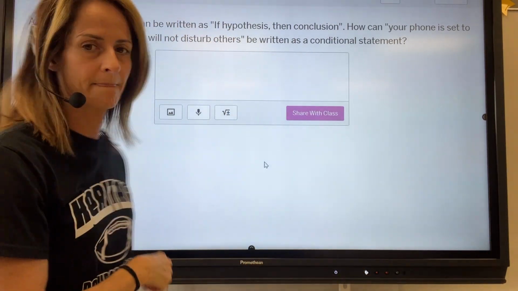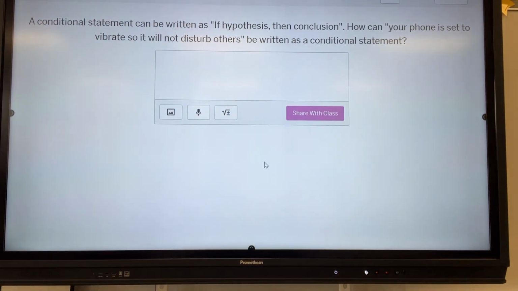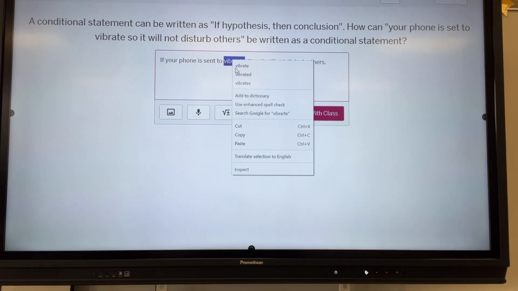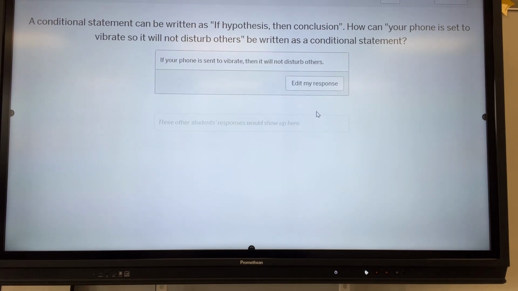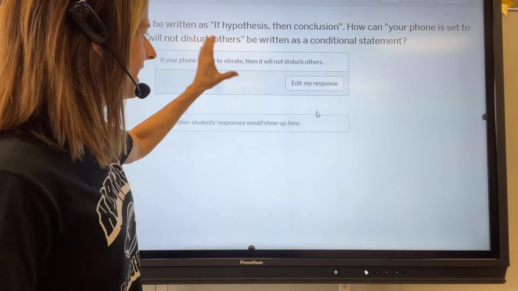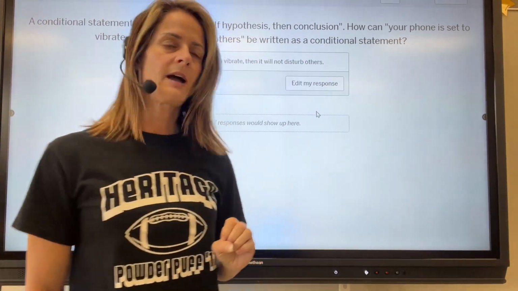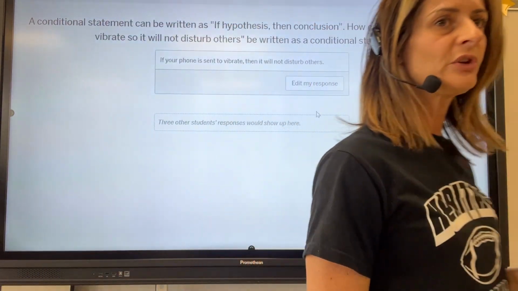If your phone is set to vibrate, comma, then it will not disturb others. I know I spelled that wrong. There you go. If hypothesis, then conclusion. And that's called a conditional statement.